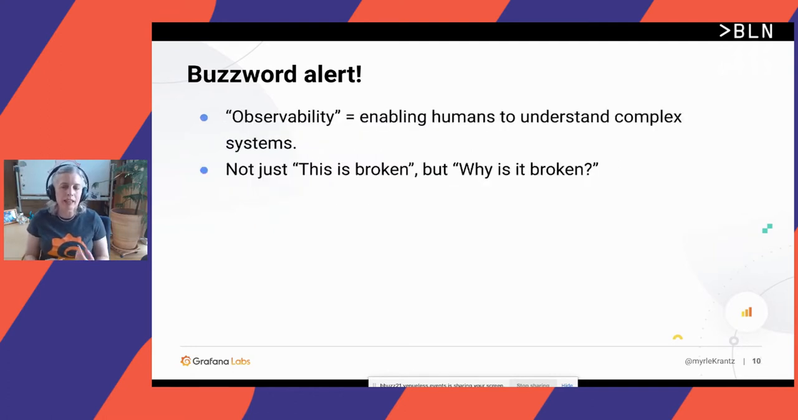Observability should be about enabling humans to understand complex systems. It's not just about finding out that something's broken, although that's pretty useful too. It's about digging in and understanding why it's broken and understanding that as quickly as possible.